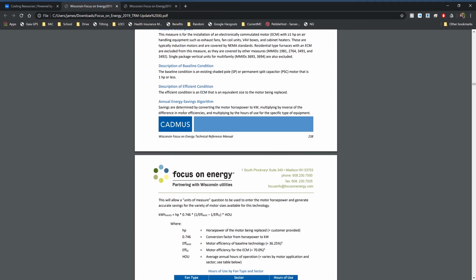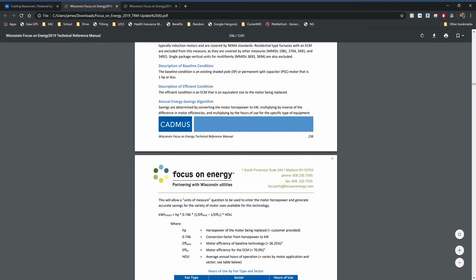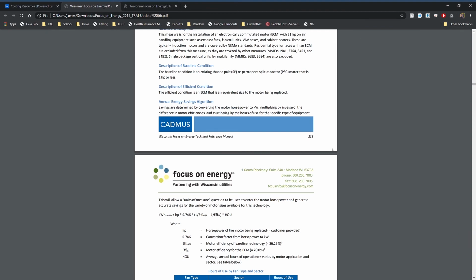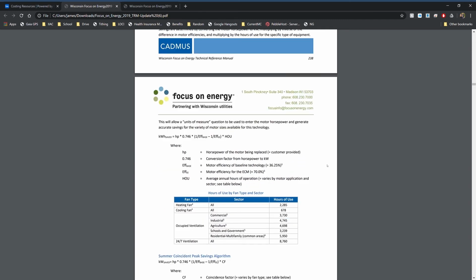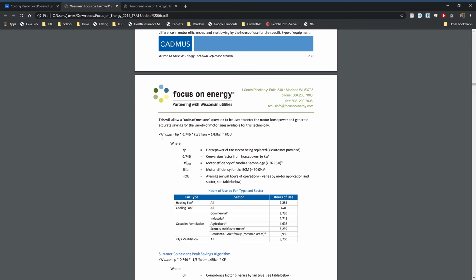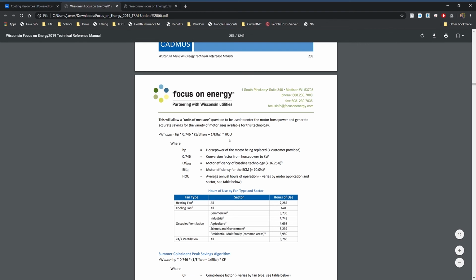This annual energy savings algorithm is basically some simple equations that you can use, and this is a great place to start when you want to know where your savings are coming from. What's your actual savings mechanic? So you can come down here and see, your basic kWh saved equals, and then this equation, you can see all of your variables here. This is obviously going to be different for each AR. So great place to start.